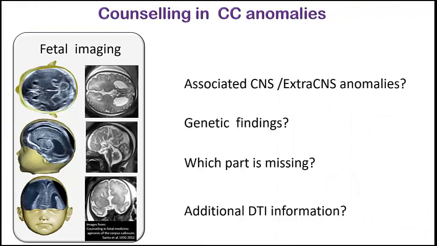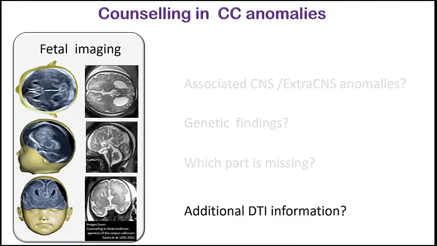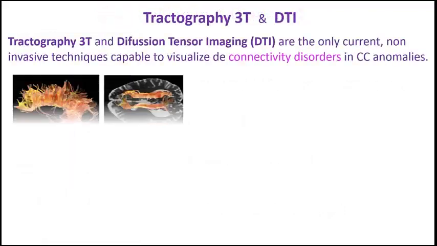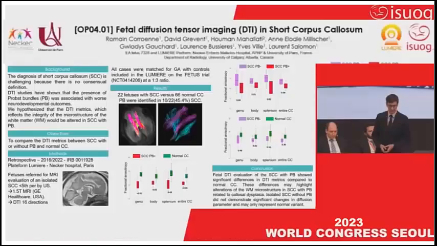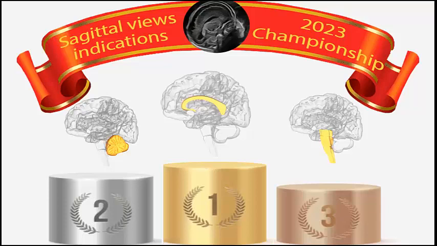And in the near future, we may obtain useful additional information from 3 Tesla tractography and diffusion tensor imaging, which are the only non-invasive techniques for visualizing connectivity disorders, and this information may be crucial for a better counseling.